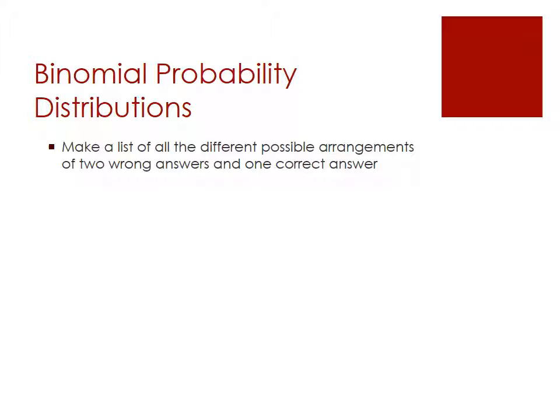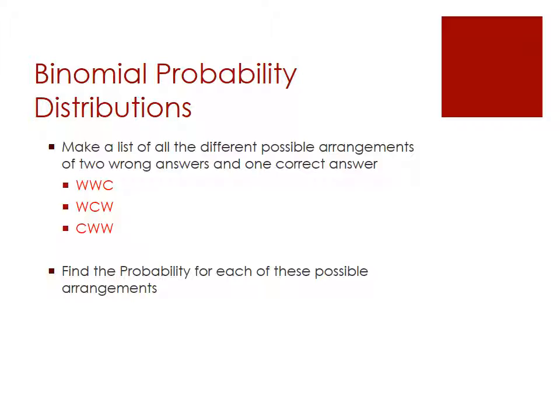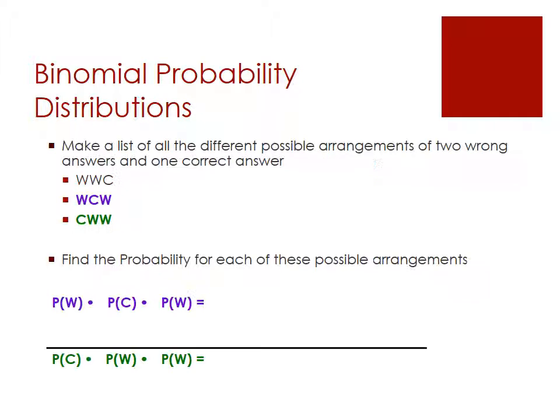So here we need to list out all the possible ways that we can have 2 wrong answers and 1 correct answer. We can have the first 2 answers wrong and 1 correct, we can have a correct answer in the middle, or we can have the correct answer first followed by 2 wrong answers. If we find the probability for each of these possible arrangements, we're going to use exactly the same formula that we used above.